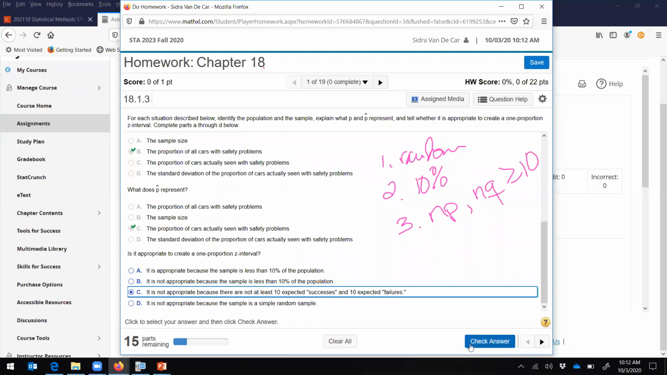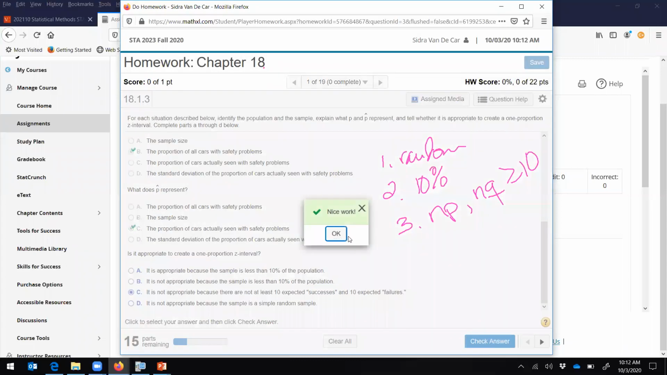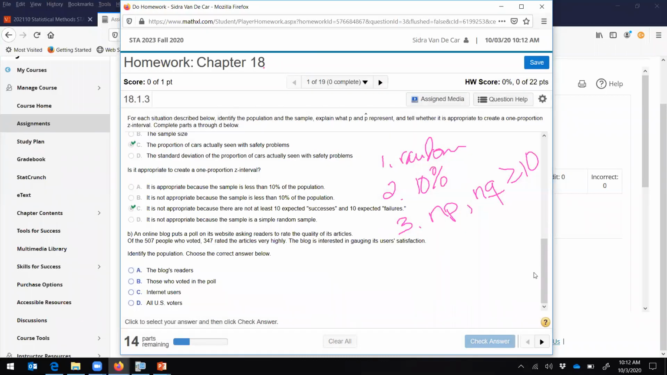I'm going to try C first, because that seems to be like the most reasonable one, because we only got 8, and that's the biggest issue, because I could assume that if they correctly positioned the checkpoint, that even though it's not randomly sampled, it would still be representative of the population.